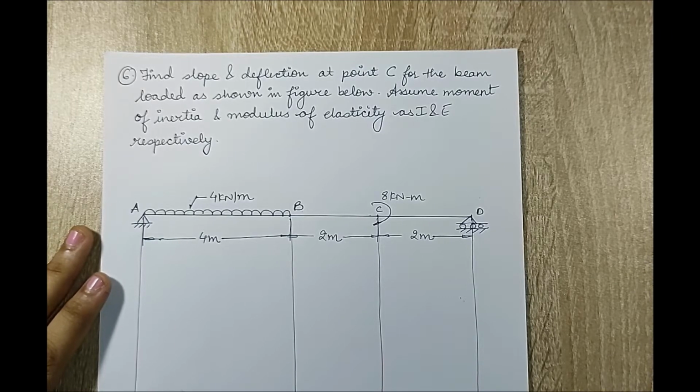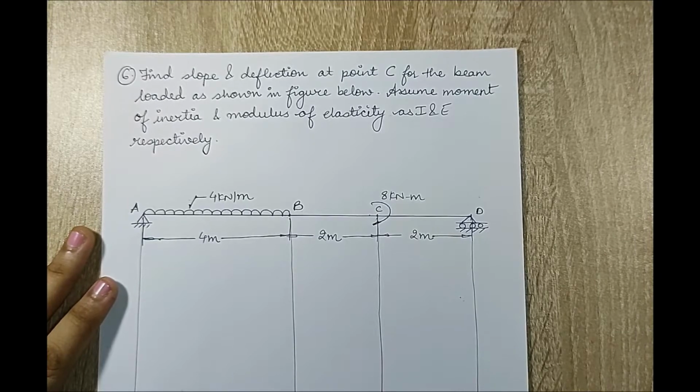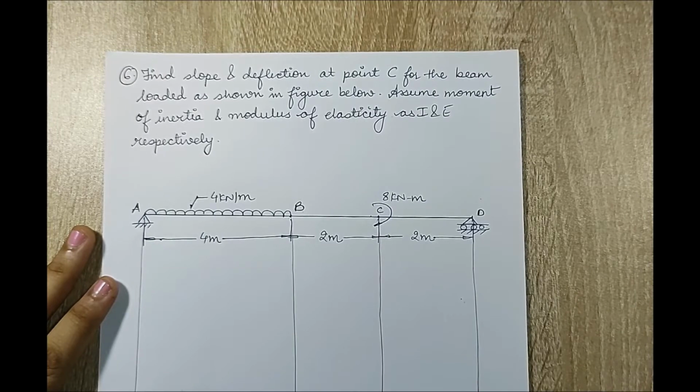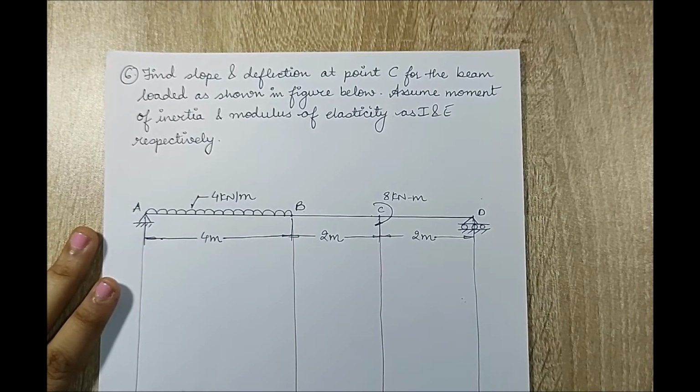Find slope and deflection at point C for the beam loaded as shown in the figure below. Assume moment of inertia and modulus of elasticity as I and E respectively. So the value of I and E is not given. I'll just calculate and get the answer in terms of I and E.